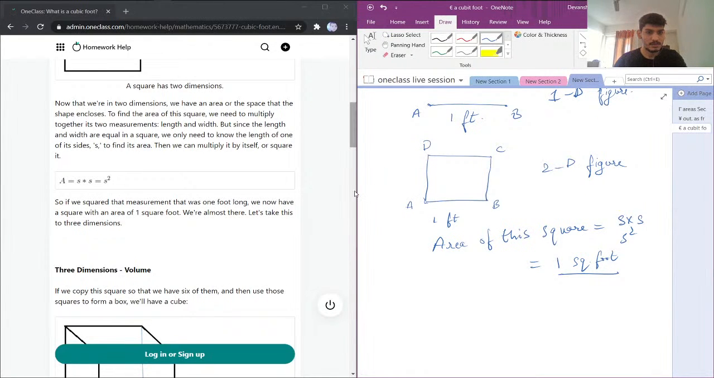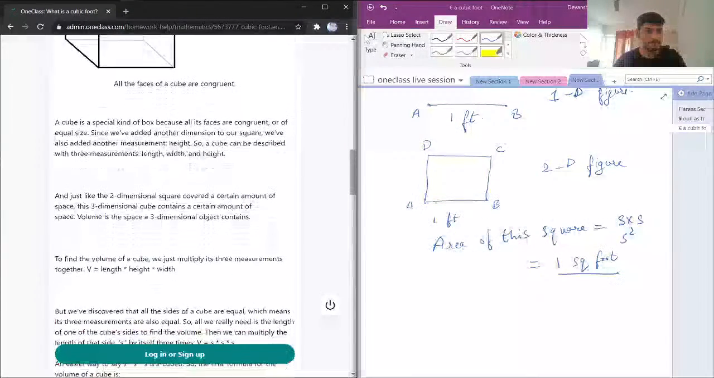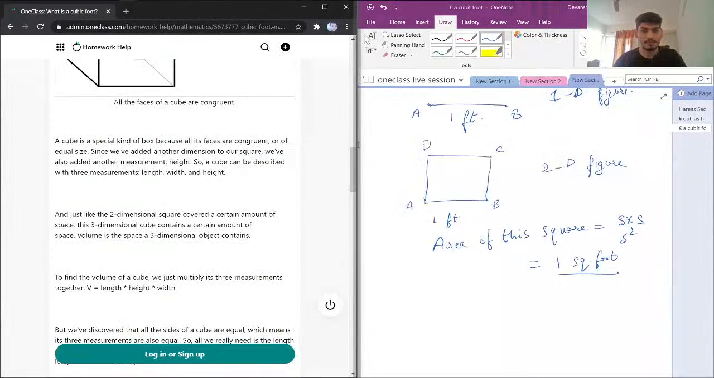Now we'll go for 3 dimensions. So if we copy this square so that we have 6 of them, and then use those squares to form a box, we'll have a cube. A cube is a special kind of box because all of its faces are congruent, or of equal size.